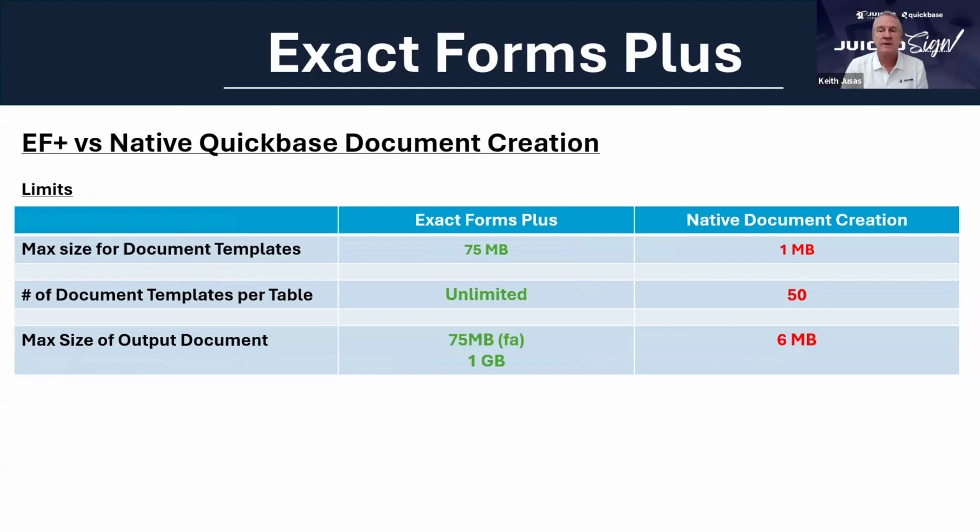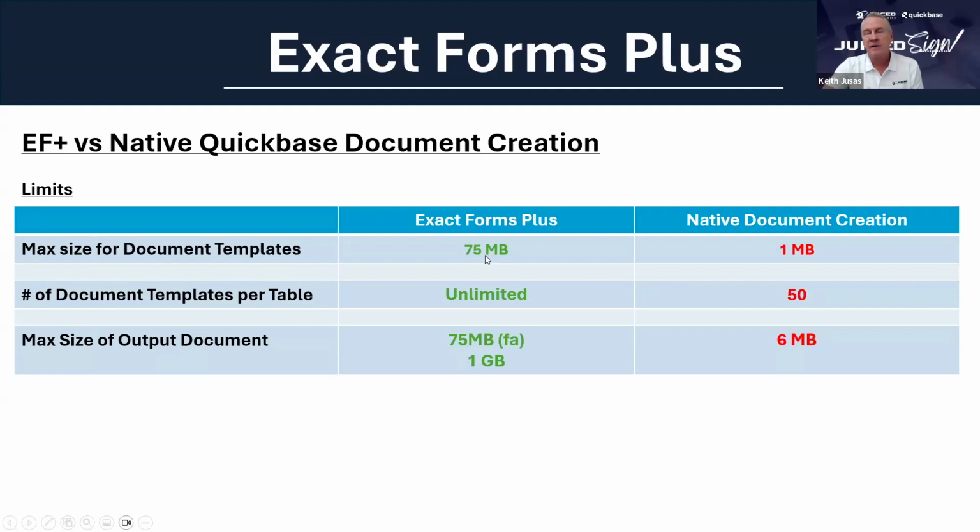Some limits, I took these limits right out of Quickbase's help site for document templates. They limit the size of the document template itself to 1 megabyte, and the number of document templates per table is 50, whereas with Exact Forms Plus, you can have as many records as you want in a document templates table. We have customers that have hundreds and hundreds of document templates. But again, on the document template side, this is per table. So you might not need more than 50 per table.